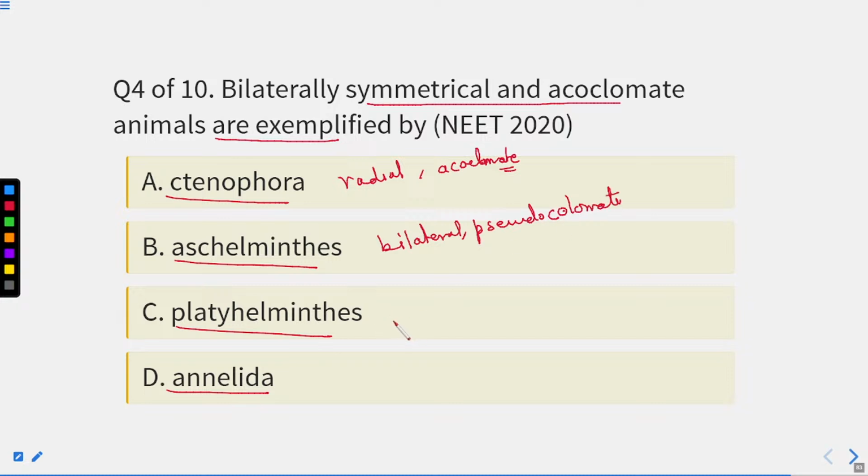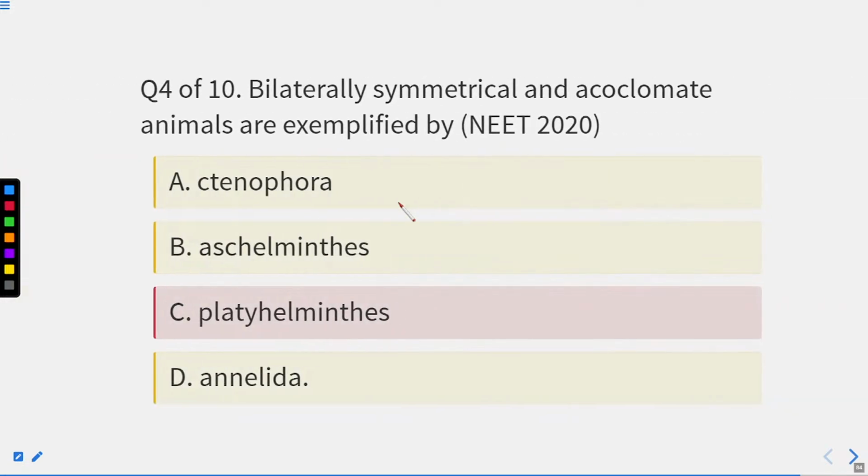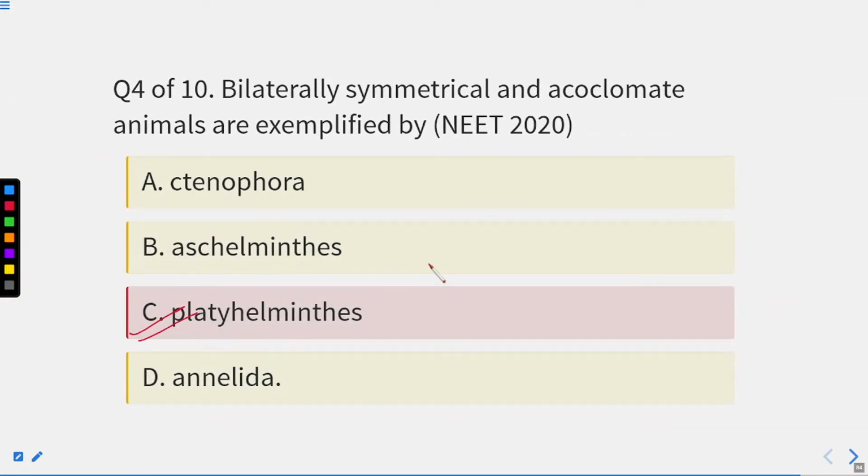Next is the Platyhelminthes. Again this is bilateral and it is acoelomate. Annelida is also bilateral, but it has a true coelom. So bilateral symmetry and acoelomate is shown by the Platyhelminthes. This is the correct answer.